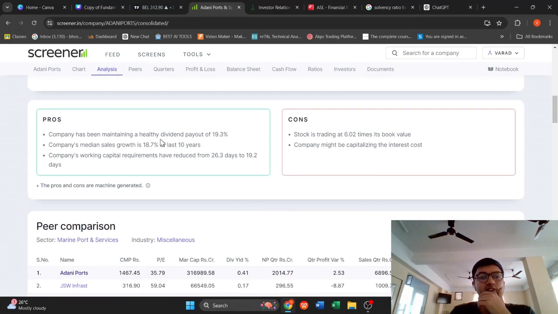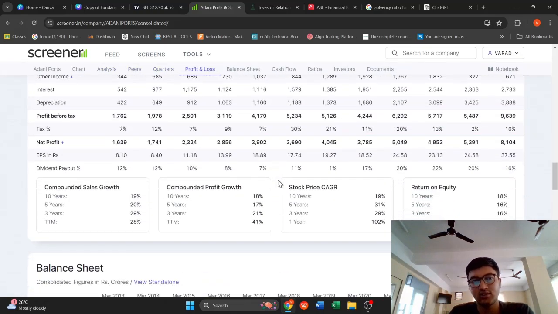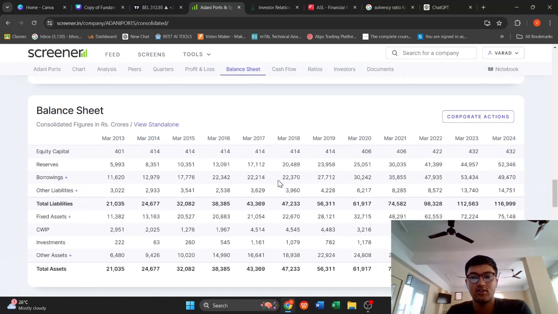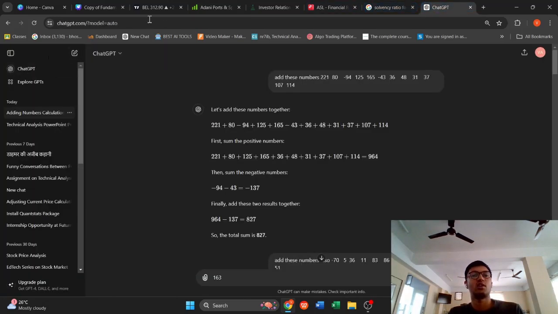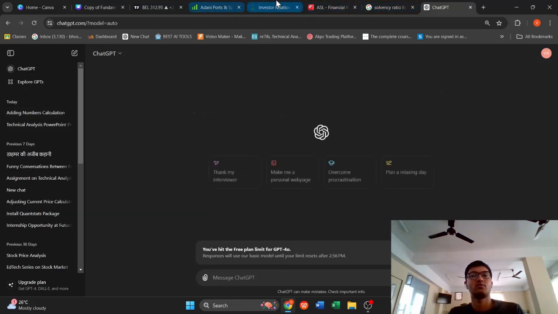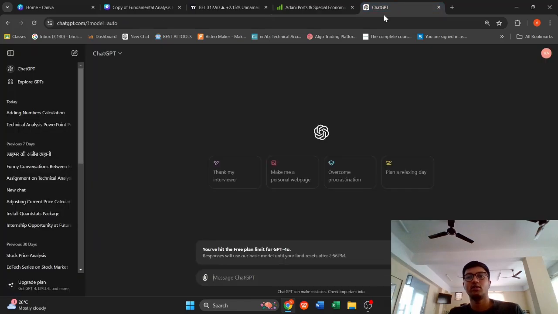So the company has good pros and good cons. You don't have to look at pros and cons, just ignore the screen for that part, because here is where you do it better than anyone. Again, I'll take a new chat so that the figures and the investor relations data are fresh. Let's see what the cash from operating activities is for the last 10 years of Adani.